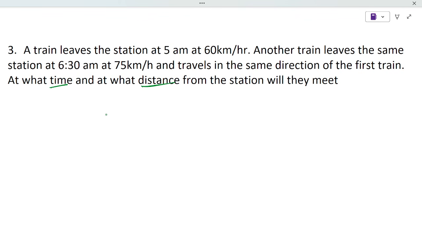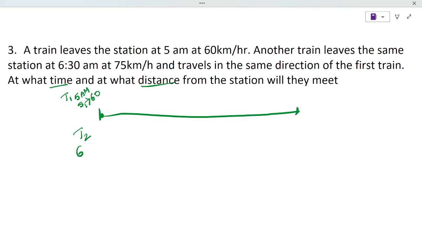So here there are two trains from the same station. The train leaves the station at 5 a.m. Same station. Alright. So let's say train 1, the first train, starts at 5 a.m. at a speed of 60 km per hour from here. Now the second train starts at 6:30, at a speed of 75 km per hour.